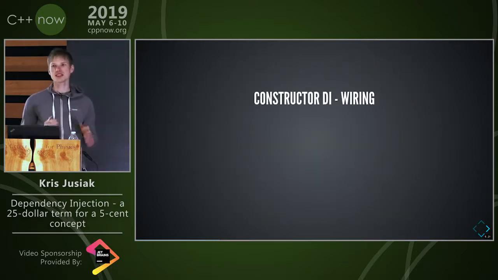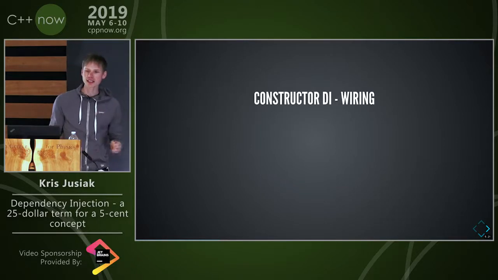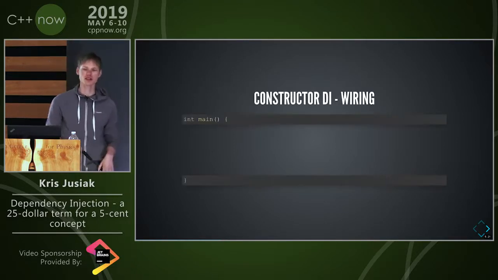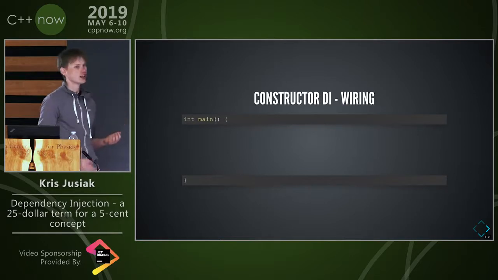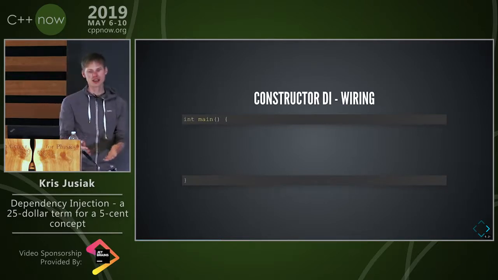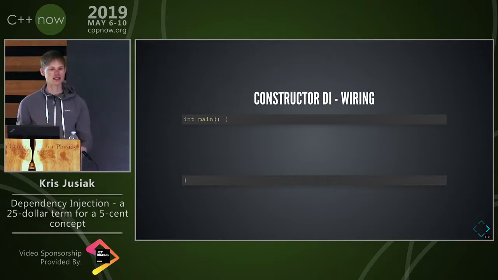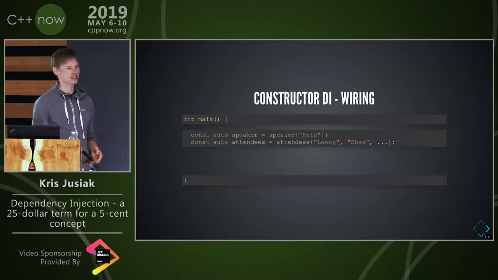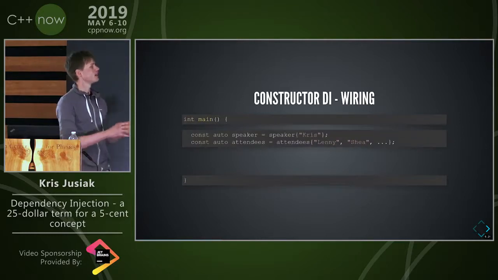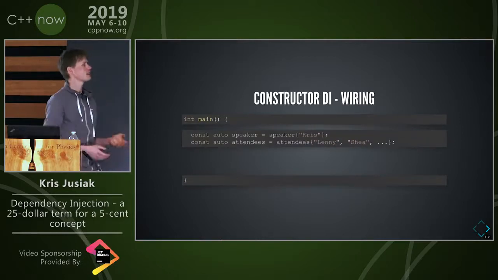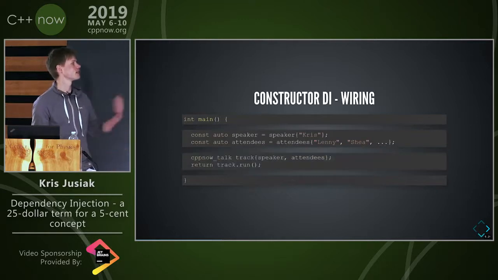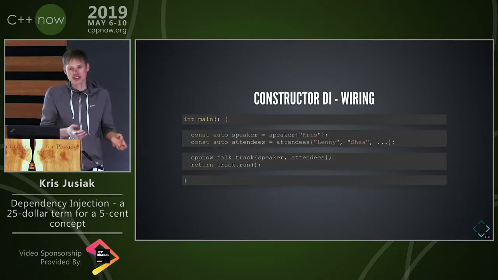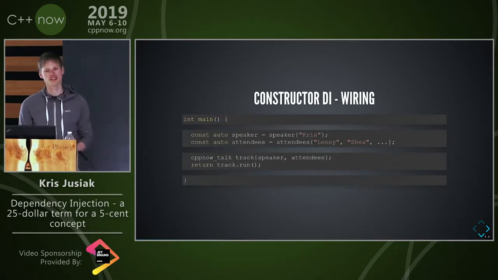But when we have DI, we introduce this wiring thing, which we will discuss in a sec. Basically, we move the idea of constructing things inside the class outside, so that we move that responsibility, kind of move the problem outside. You can see that the speaker and attendees will be created outside, and then we can inject them. Inject is like pass them to the constructor. There's no magic in that.